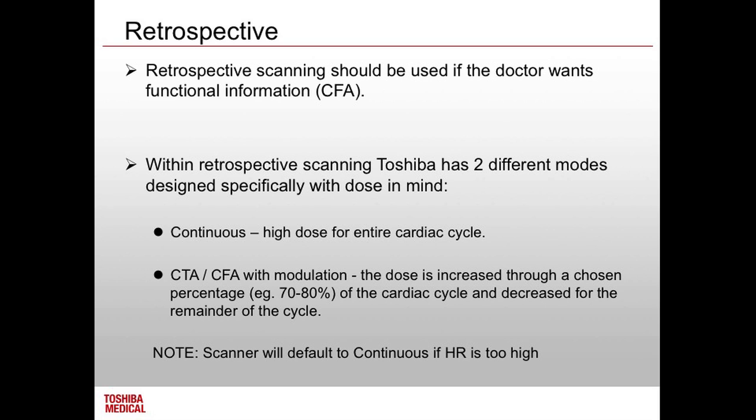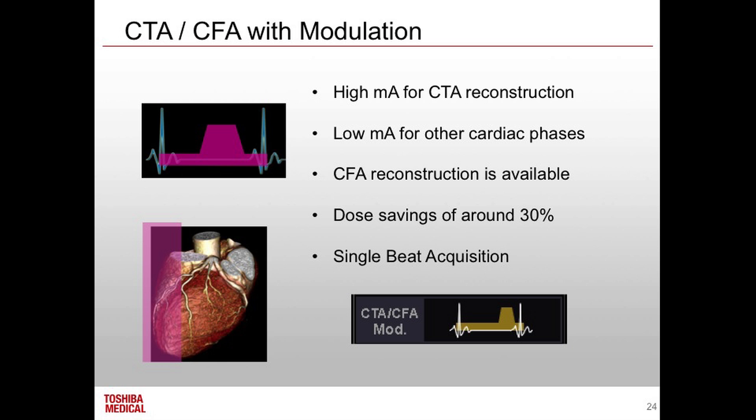So retrospective is the way we always used to do it, and we would do it these days if for some reason they wanted that cardiac functional analysis information. But again, you need to understand that there's a dose penalty for doing it. There are two different ways you can do it. You can do a continuously high dose across the whole R to R cycle, or you can use what we call ECG modulation, where we have x-rays on for the whole R to R cycle, but we turn it on higher over diastole to get our arteries, and we still get the functional information as well.